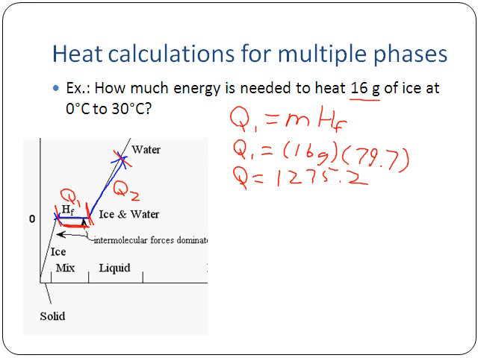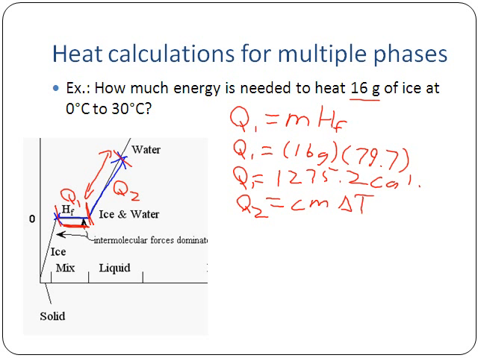Notice we're not going to do any rounding just yet. We'll do that at the very end. And so that's going to be Q1. Q2 is our second section. So since it is up on this part right here, that the temperature is changing, we're going to use Cm delta T. Q equals Cm delta T.